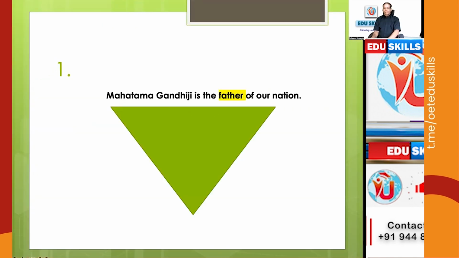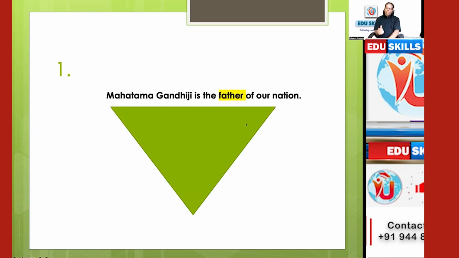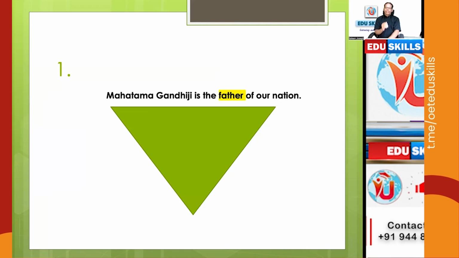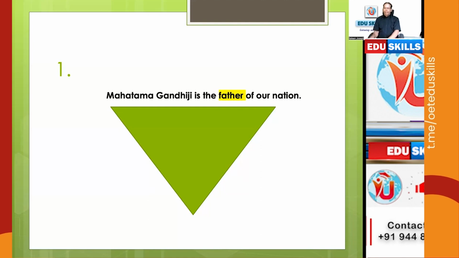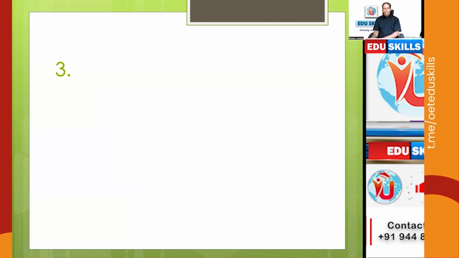See, Mahatma Gandhi is the father of our nation. This is a topic sentence in the beginning of the paragraph, and father is the keyword. Only the paternal qualities of Mahatma Gandhiji will be explained in this particular paragraph, nothing else. Nothing about his education or his birth. Only the paternal qualities. Why do you call him the father of our nation?